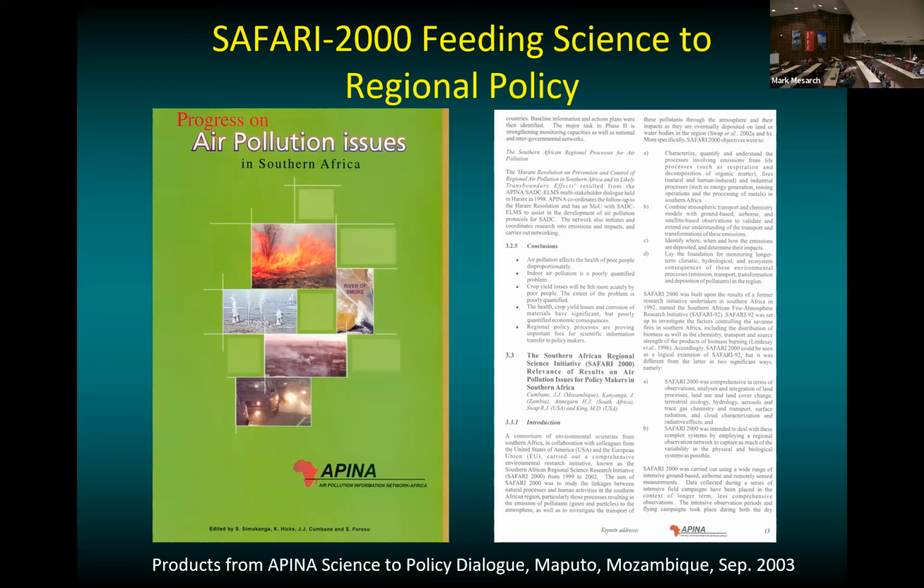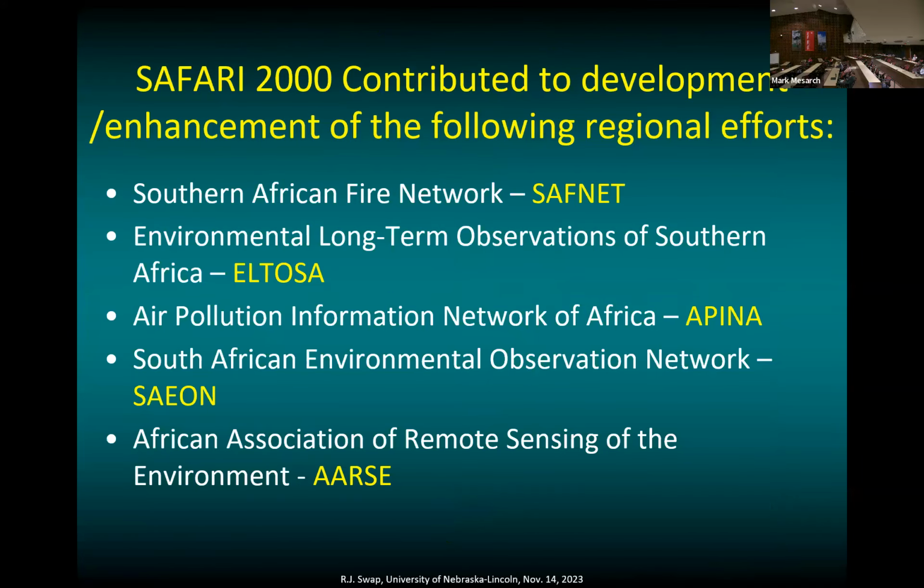Now, what else did we contribute to? They developed some networks that some of you might be aware of, SAFNet, the Southern African Fire Network, where they continue with fire validation, ELTOSA, Environmental Long-Term Observation of Southern Africa, APINA, SEON, which is kind of like our NEON on the ground, and one of the most unfortunate acronyms, I would say, in my mind, African Association of Remote Sensing Environment.